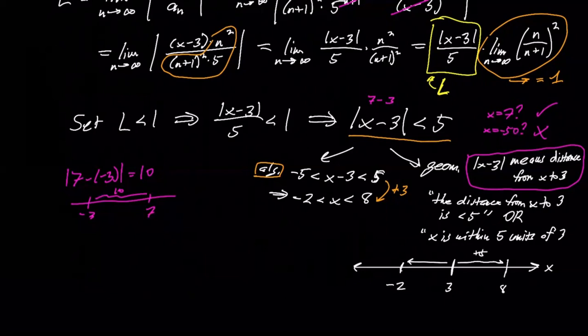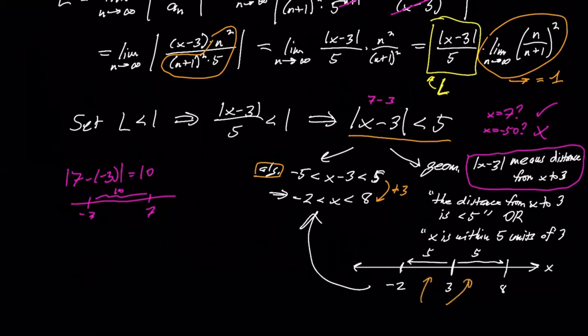So plus 5, 5 in that direction, 5 in that direction. And this becomes minus 2 less than x less than 8, the exact same thing as what's right there. So that's the way we can see it. It's nice to see it either way, but I like the geometric way. You can see this from the algebra too, but the geometric way really reveals that R is 5 here. The radius of convergence is 5.